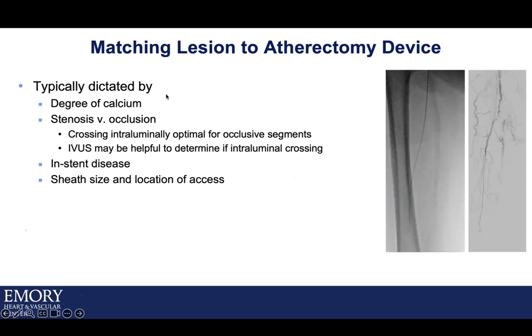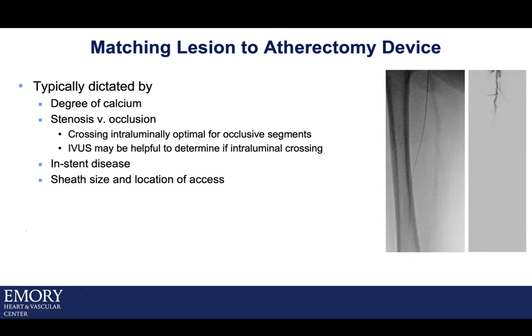It's really important to match your atherectomy device to your lesion. Typically, you would pick the device based on the degree of calcium in the lesion. Here you can see in the left panel, very heavy calcium throughout the patient's SFA. And the wire is sitting in the profunda here. Now you can see the calcium has caused a CTO in the SFA, and then moderate diffuse disease in the SFA. So there's a CTO here, and then moderate diffuse disease.